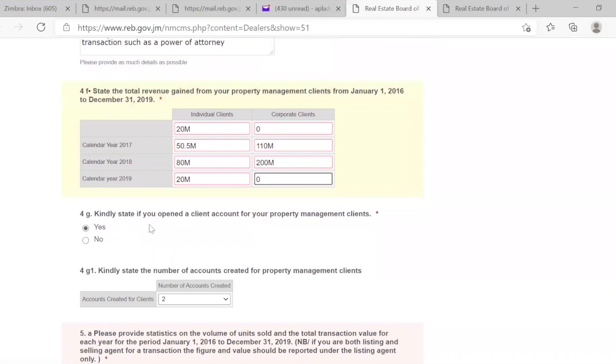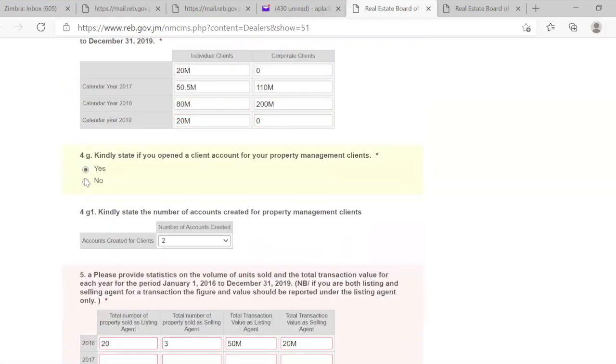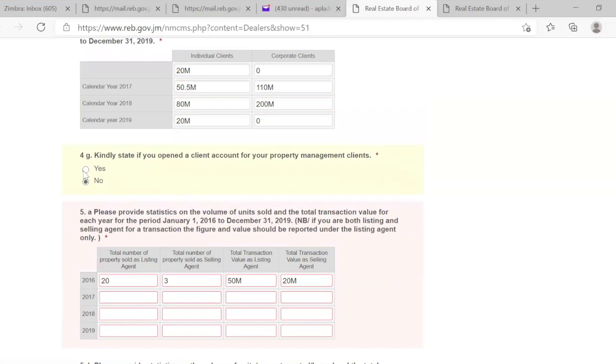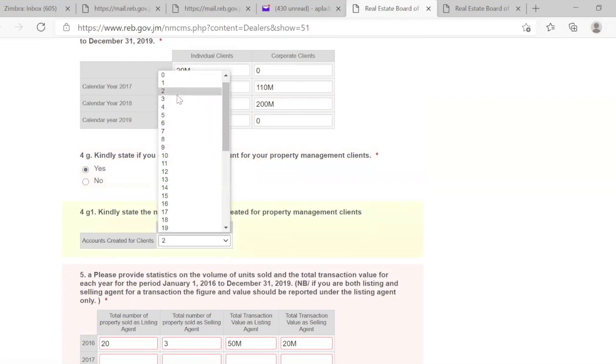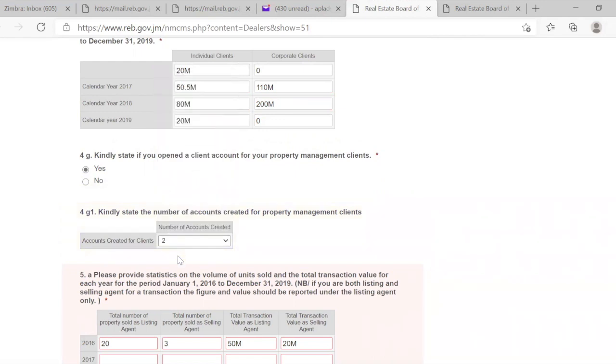It asks you to state if you open a client account for your property management clients. If you said no, then you select no and you proceed. If you select yes, then it is going to prompt you now to state the number of accounts created for your property management clients. If you created 2, let's say you are managing 2 properties, then of course you may want to assist in creating 2 property management accounts, and you are the dealer and your dealership manages those accounts, then you indicate that it is 2. If it's 1, you select 1, depending on the amount of accounts that you need to create. So in this case, 2 is selected.